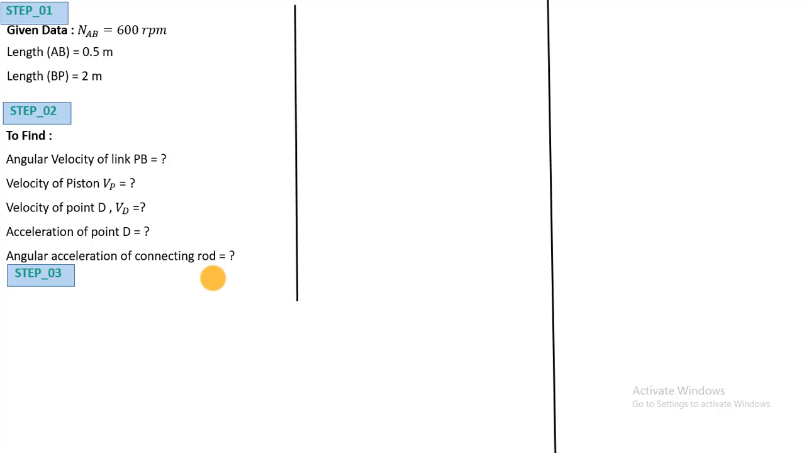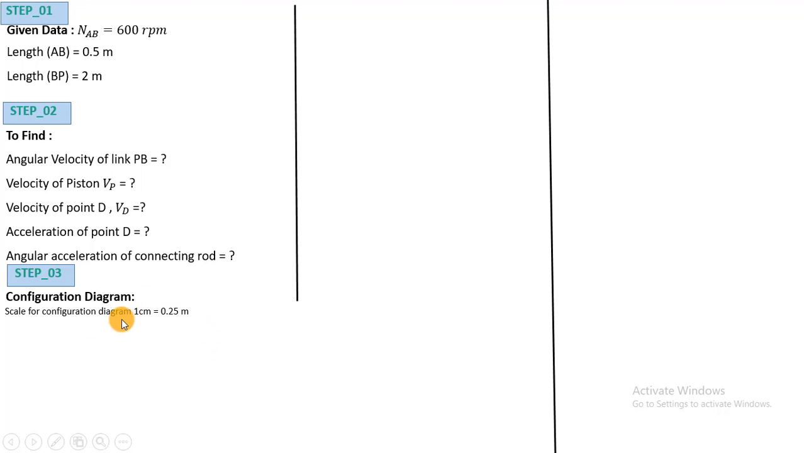Now step number 3 is the configuration diagram. So now we have to draw the configuration diagram. To draw it, we are using a scale of 1 centimeter as 0.25 meter, which means a 1 centimeter line will represent a distance of 0.25 meter. Accordingly we have to draw the configuration diagram. Configuration diagram means we have to draw the slider crank mechanism with the given dimensions in the problem statement.